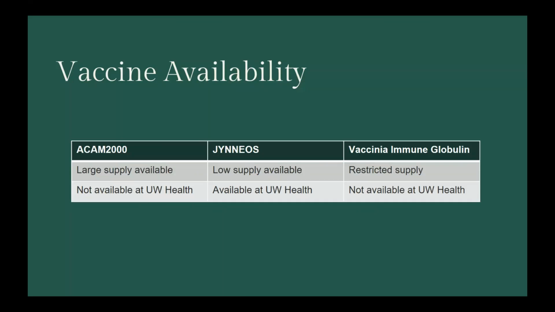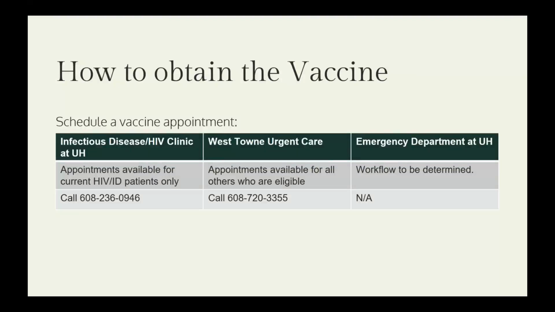And side effects for JYNNEOS make it just overall a preferable option for patients. And then there is Vaccinia immune globulin available, but it's solely restricted by the national stockpile. And then in this scenario in which a patient does qualify for the vaccine, here are the locations that are currently available for the vaccine.